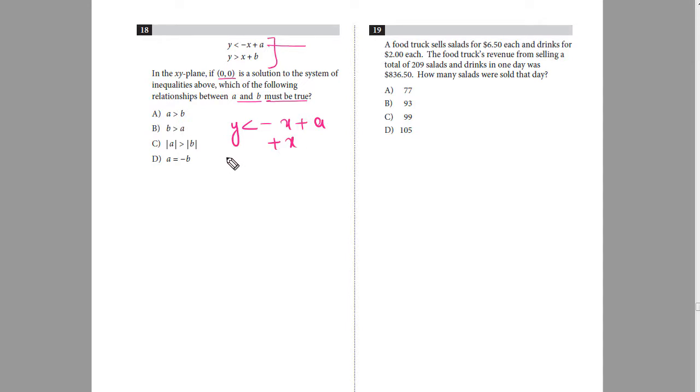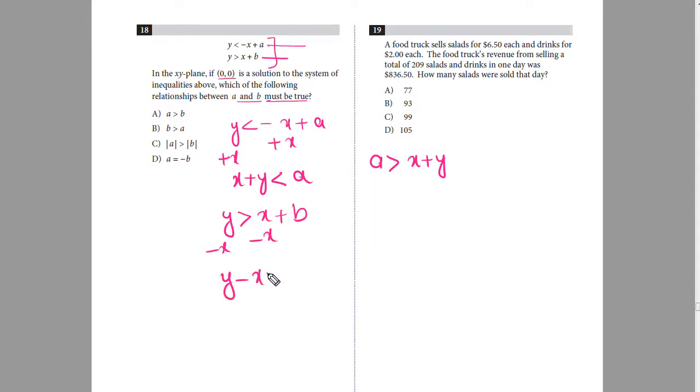I'll add x on both sides of the inequality. So this will become x plus y is less than a, or we can say a is greater than x plus y. Now I'll take the other inequality and I'll make b the subject. So y is greater than x plus b. I'll subtract x on both sides, so it will become y minus x is greater than b, or I can say that b is less than x minus y.